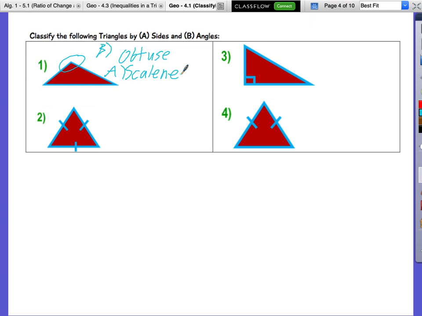Let's try the second one. Okay, let's start with sides. How many do we see congruent? 3, okay? Which of these triangles says that all 3 sides are congruent? Equilateral. So that means it's an equilateral triangle.